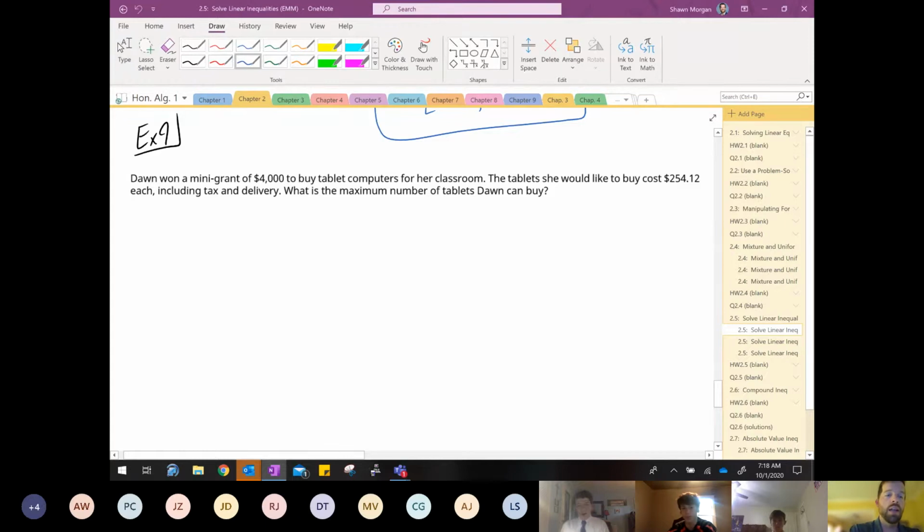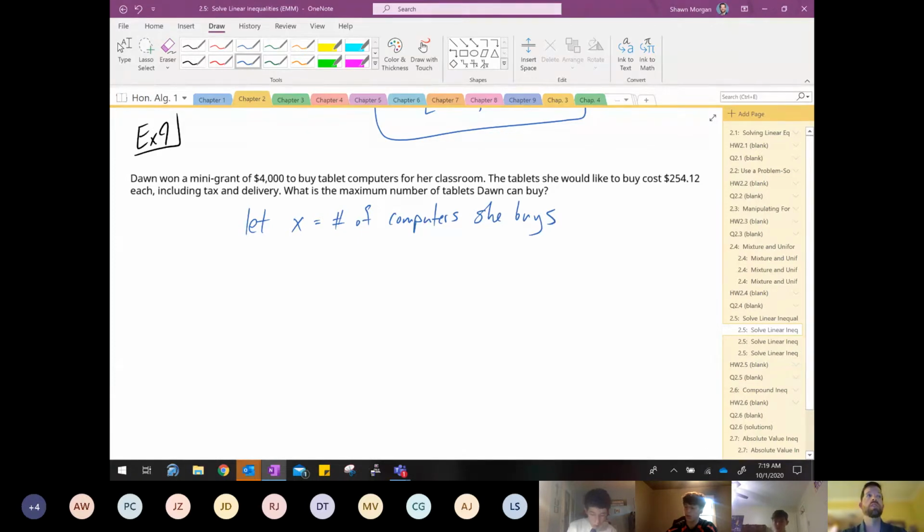We want to say, let X be the number of computers that she buys. And then what we can do is we can come up with an expression for the amount of money that she would have to pay them, the cost. And it's a very simple expression. Reed Johnston, what would that expression be, considering that they each cost 254.12 and there are X of them? What's her total cost?